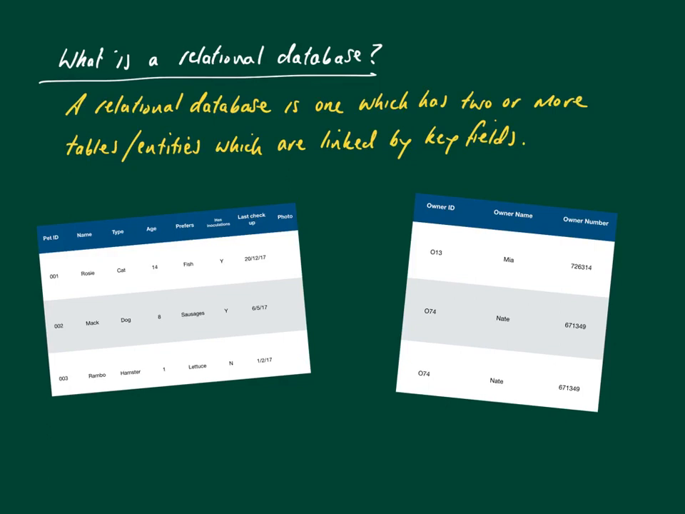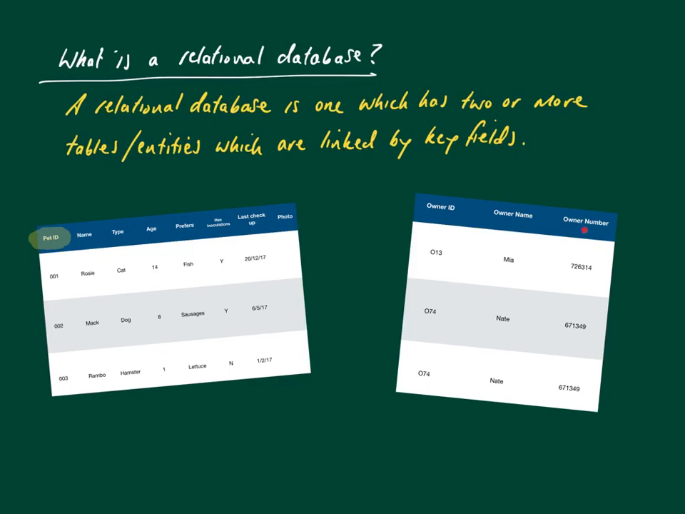It's a database which has two or more tables or entities, it's another name for a table, which are linked by key fields. I'm just going to highlight the examples here. So if we go to the pet table, pet ID, we decided very early on in another video that is our primary key for that table because that uniquely identifies each individual row in the database. So 001 gives you the record of Rosie the cat. Okay, 003 gives you the record of Rambo the hamster.